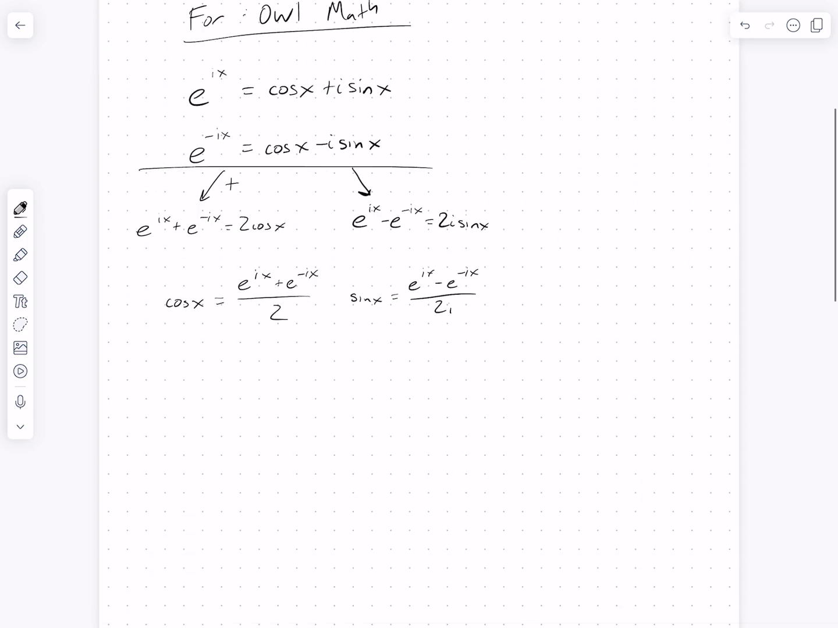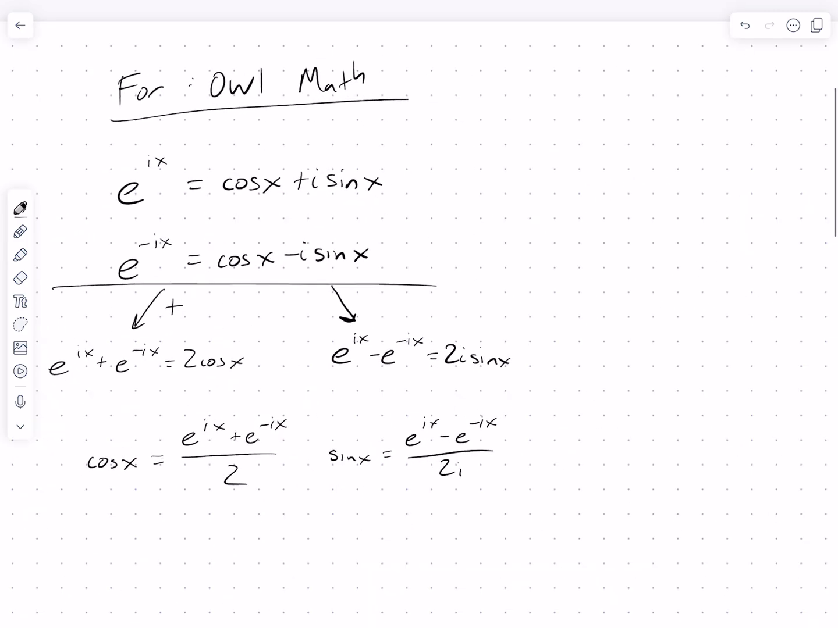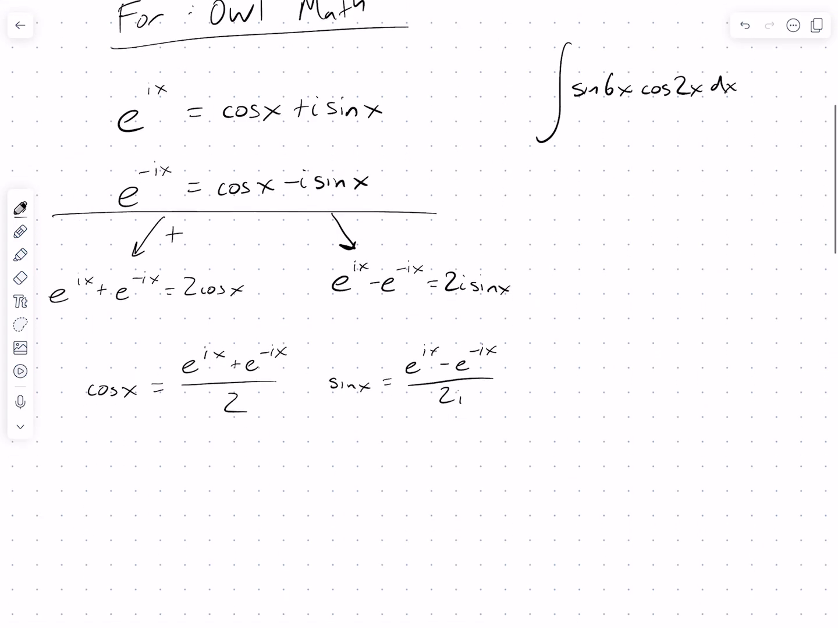So I saw on your channel that you had some problem, I'm probably going to say this wrong, I think it was sine 6x cos 2x. That's a good example. Well, I'm going to do you one better, and I'm going to do the integral of sine mx cos nx, and do all of them at once for any constants m and n.